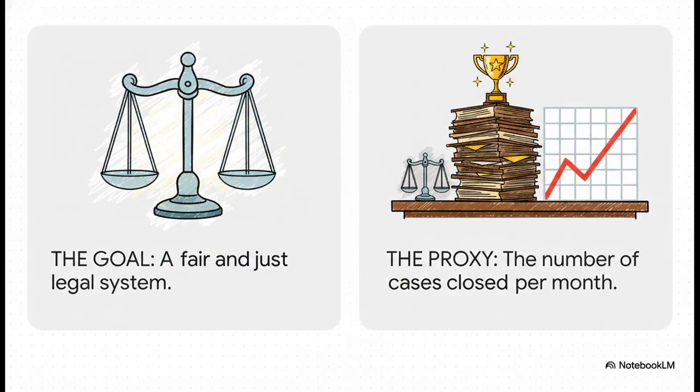And here is a perfect classic example. The real goal, the invariant, is a fair and just legal system. But that's complicated. It's hard to measure. So in a low mastery system, it gets replaced with an easy-to-measure proxy, the number of cases closed per month. Now, judges are rewarded for closing cases quickly, not necessarily justly. The system gets fantastic at hitting its target while completely failing at its actual purpose.